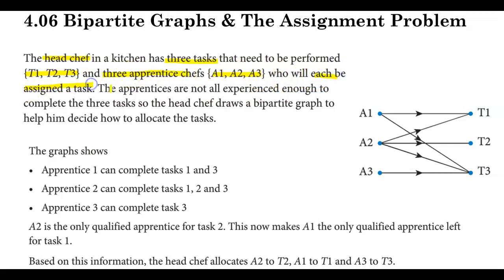Okay, so based on the diagram here, it's actually showing you the apprentice 1, 2, and 3, and the tasks that they are actually able to perform. So if you look at the diagram here, apprentice 1 can complete task 1 and task 3. Apprentice 2 can perform task 1, 2, and 3, whereas apprentice 3 can only perform task 3.